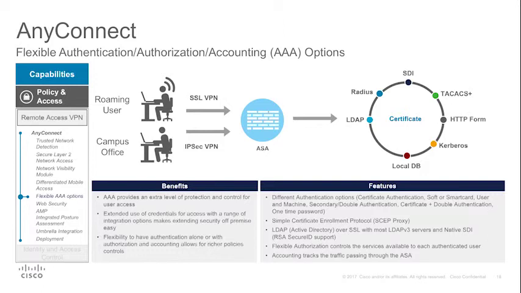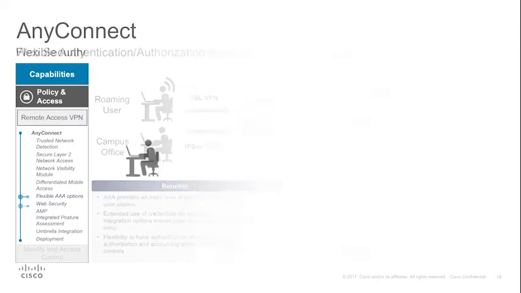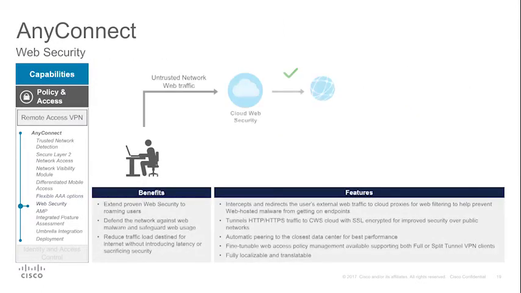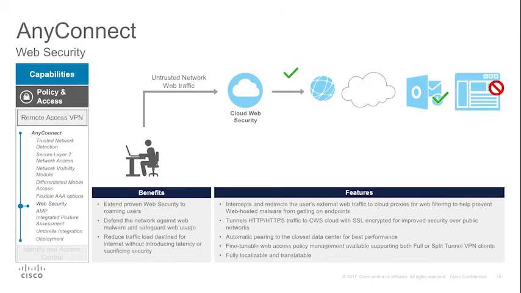Next, AnyConnect provides a solution for cloud-hosted configurations and better web security. AnyConnect has a built-in module that implements web security, either through the on-premises Cisco Web Security appliance or the cloud-based Cisco Cloud Web Security offering.